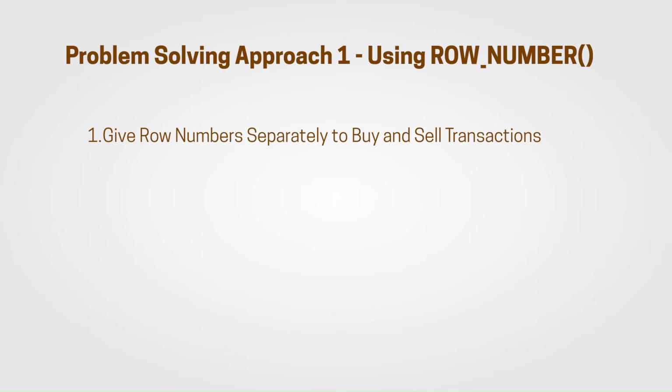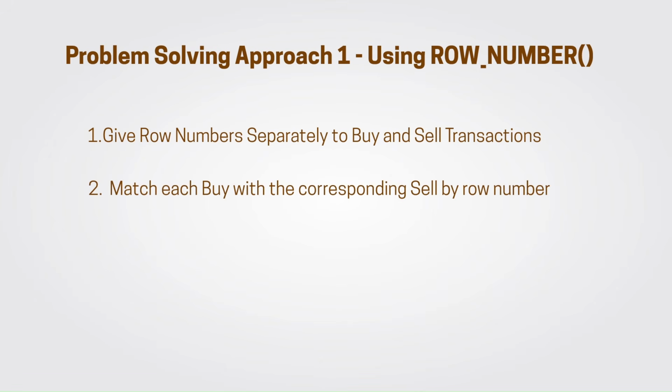So let's discuss using row numbers. First of all, you will make use of row number to number buys and sells separately for each stock. This will give you first buy, second buy, third buy, followed by the first sell, second sell, and third sell.